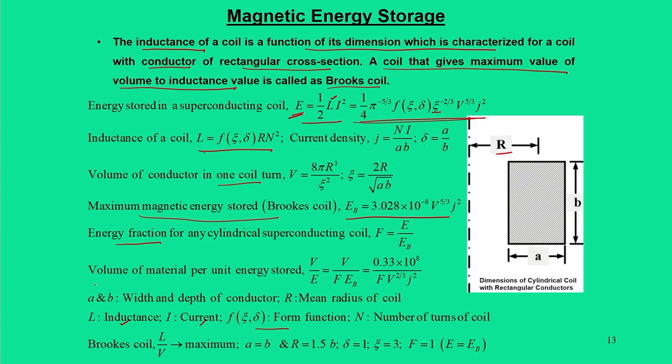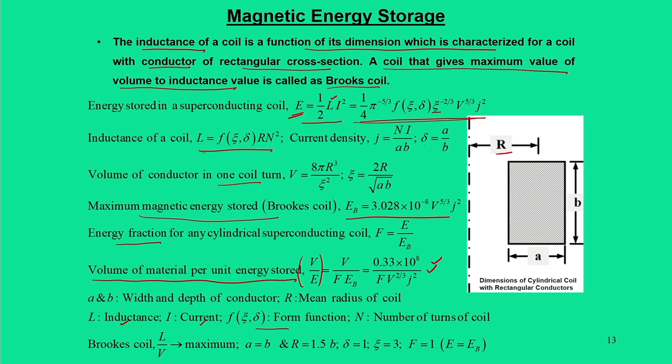This will give you the volume of material per unit energy stored, expressed as V by E, where E stands for F times Eb, the Brooks coil energy, and this expression is 0.033 times 10 to the power 8 divided by F times V to the power 2 by 3 times J squared. So, this expression gives the actual utility of the magnetic energy storage concept. What it tells us is that the volume of material per energy stored is a function of current density and the volume of the material, and if the volume of the material becomes larger, the cost will be larger.